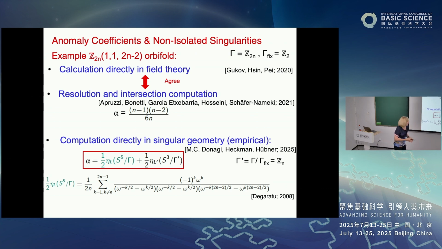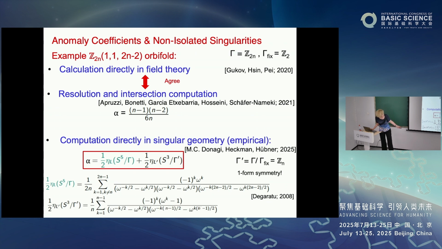The answer is no. The answer is it's the eta invariant of S3 mod the coset group, which is precisely the one-form symmetry that I was already highlighting. You know, Z2N mod Z2 is ZN. This is the result. It's not geometrically completely intuitive. We don't know where it comes from, but this is the answer that we had. So this is our empirical understanding.